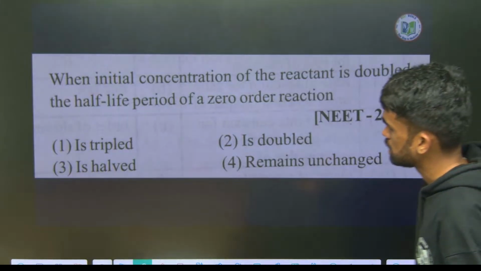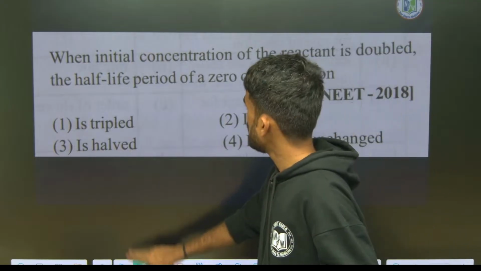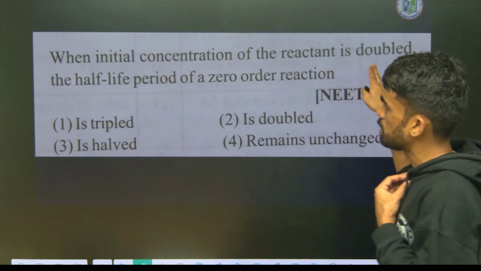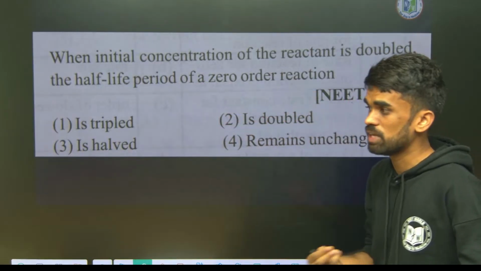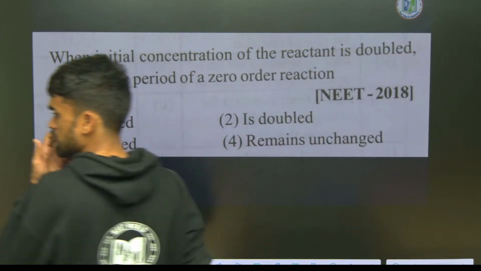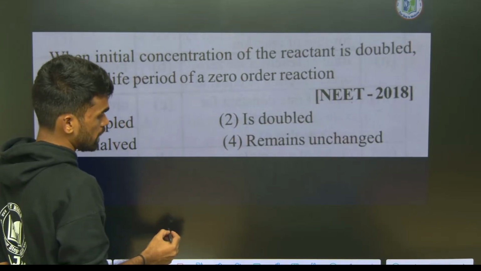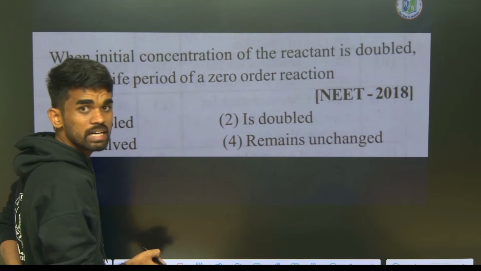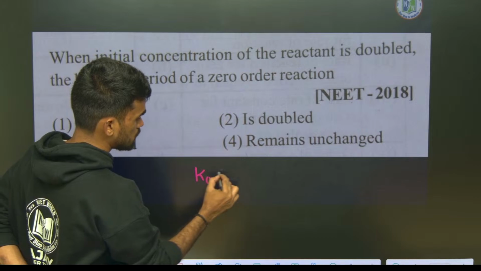Okay, next, here we have one more question. When the initial concentration of reactant is doubled, the half-life period of a zero order reaction will be? So what happens if the initial concentration is changed? Look here. For a zero order reaction, just now I gave an integral equation. What is that integral equation? I mentioned K naught equals x by t.